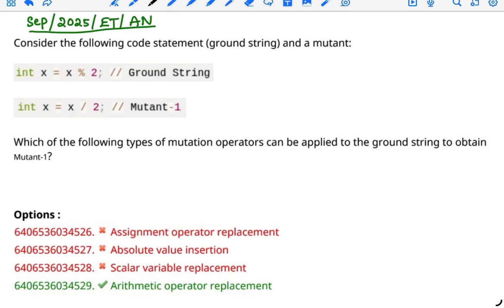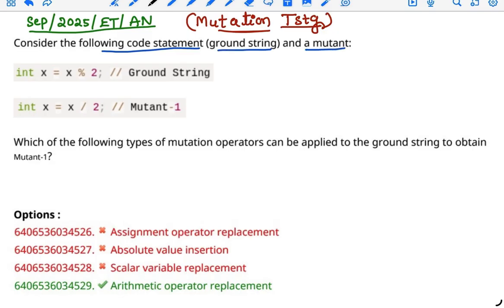Friends, this question is from the September 25th end term afternoon question paper. This question is related to mutation testing. Consider the following code segment, that is the ground string and the mutant. There are two statements: int x equal to x % 2, this is the ground string, and int x equal to x / 2, this is the mutant.